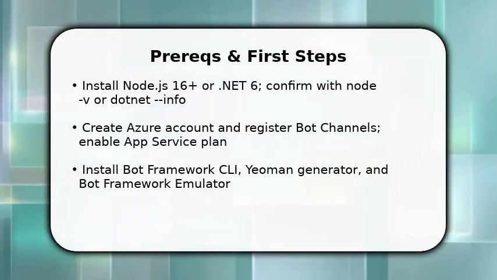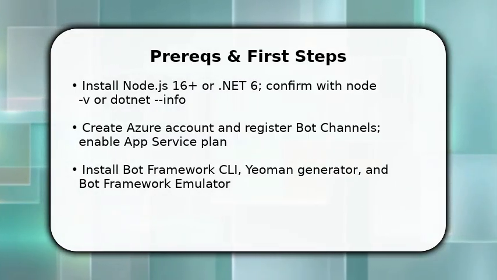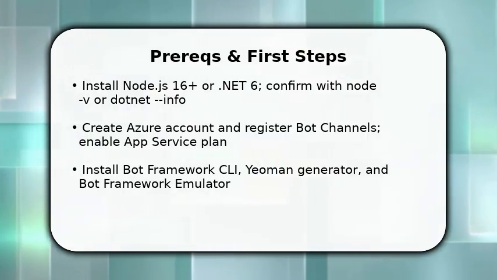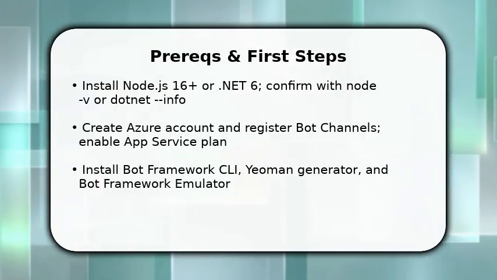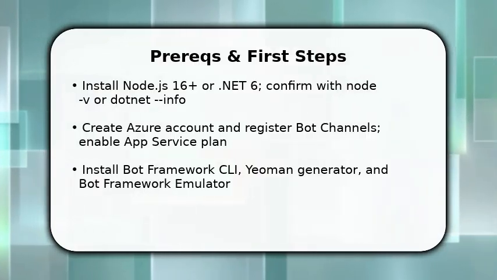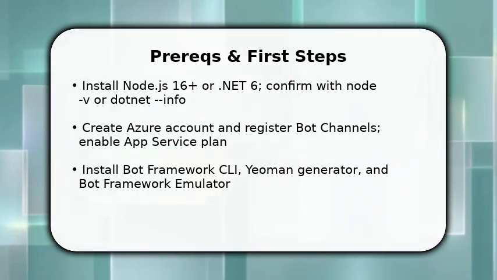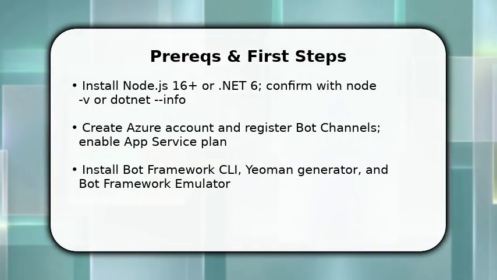You start by preparing your environment because missing versions stall progress. Install Node.js 16 plus or .NET 6 and confirm versions. Once done, create an Azure subscription and register a bot channels registration so you can host later. Next, install the Bot Framework CLI tools, the Yeoman generator for templates, and the Bot Framework Emulator.